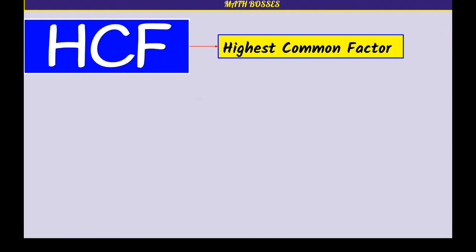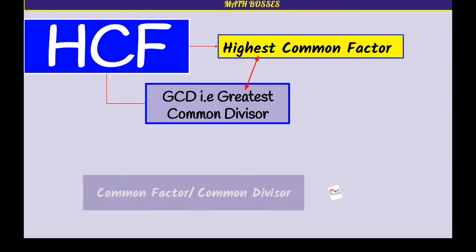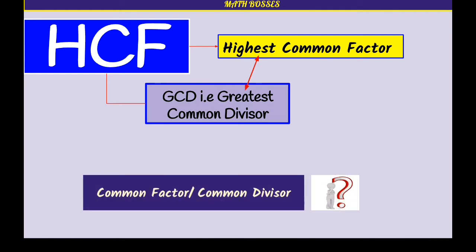HCF actually stands for highest common factor, and another term for this concept is GCD, which stands for greatest common divisor. Now we clearly know what highest or greatest means, so the real question here is what is a common factor or a common divisor?